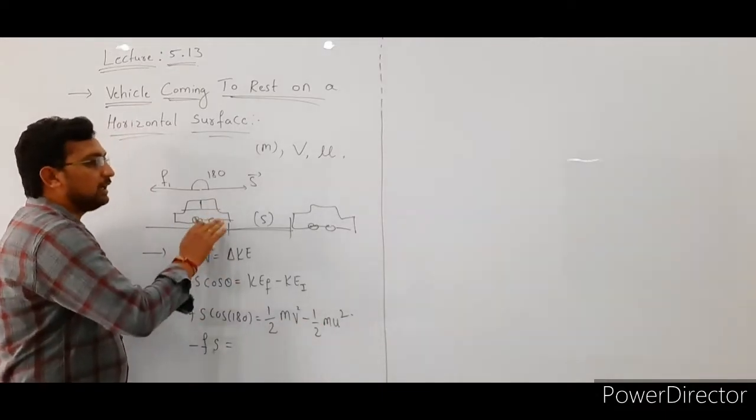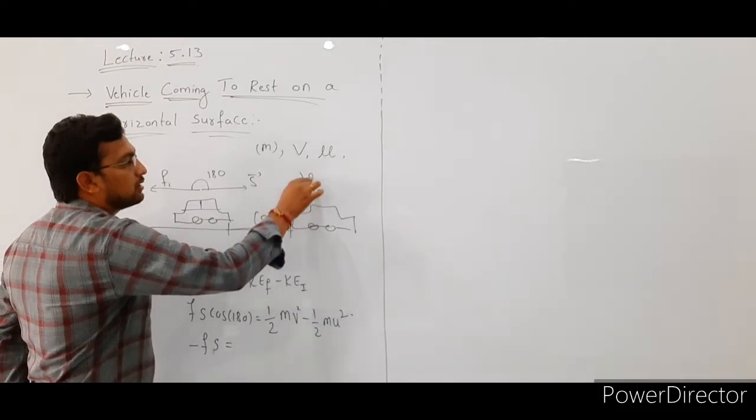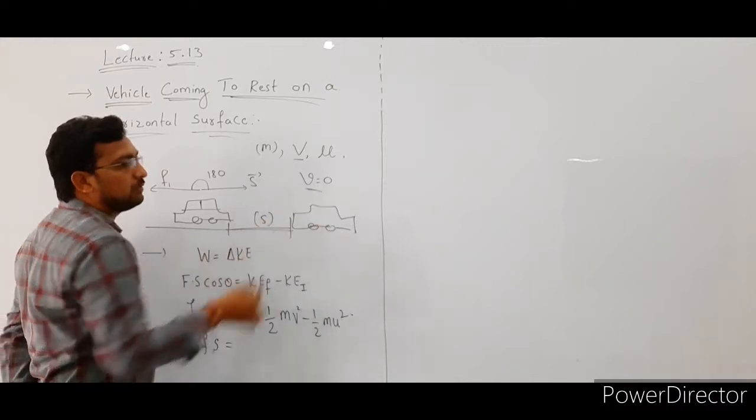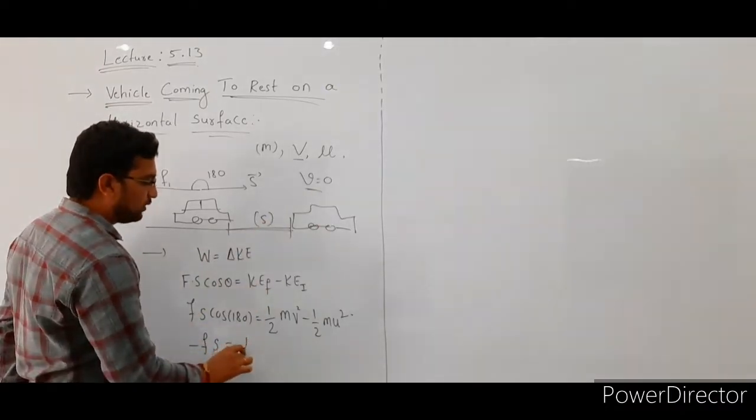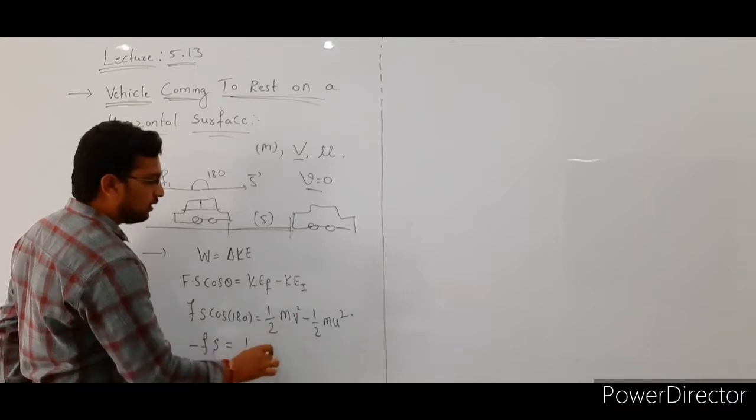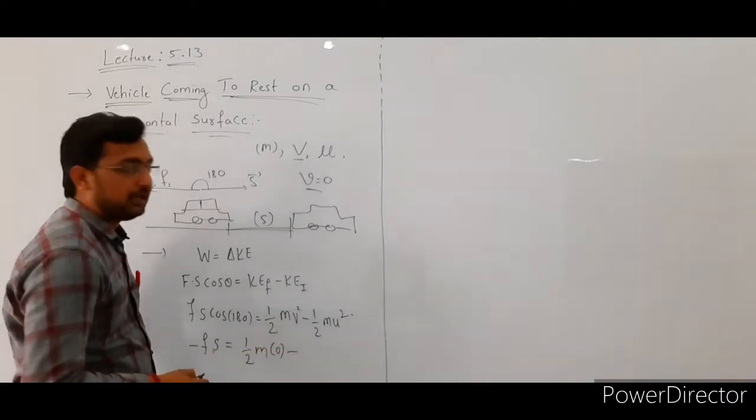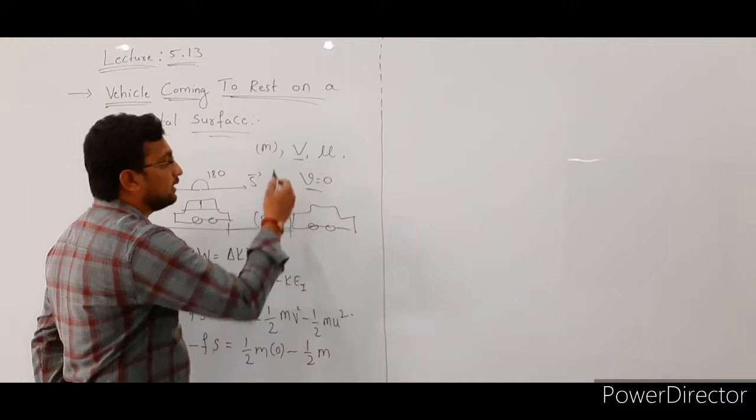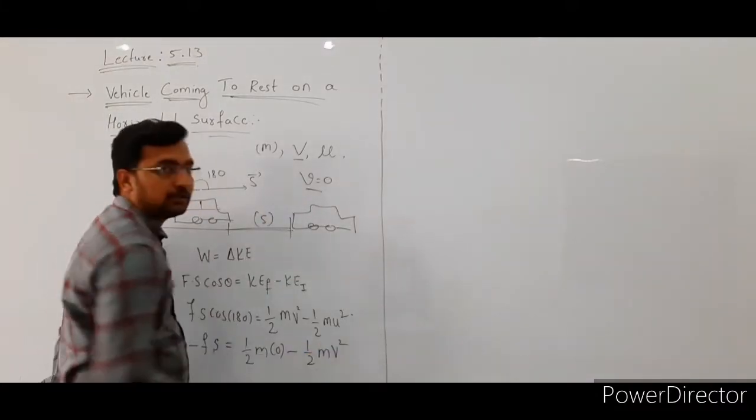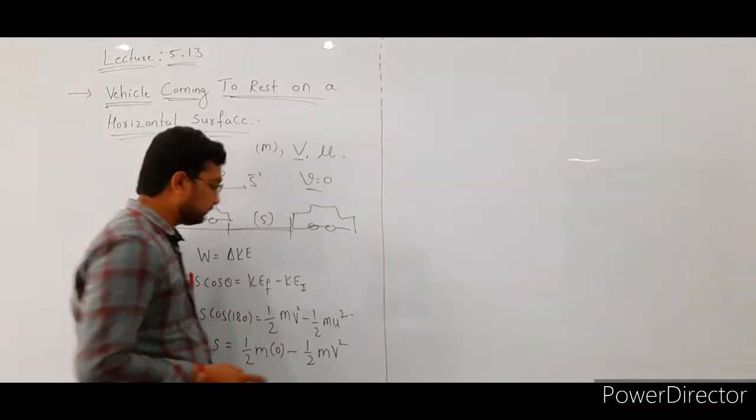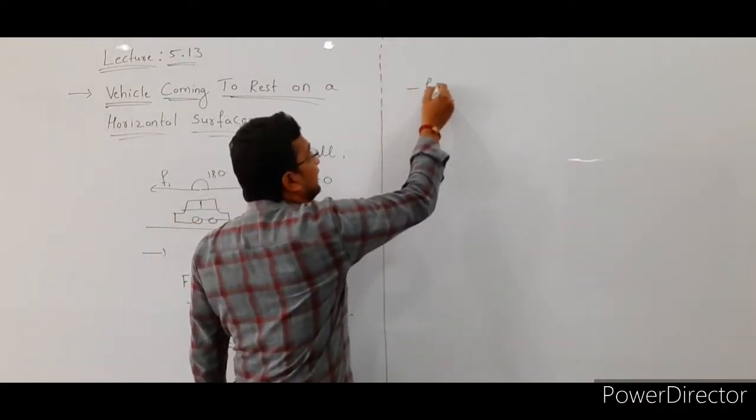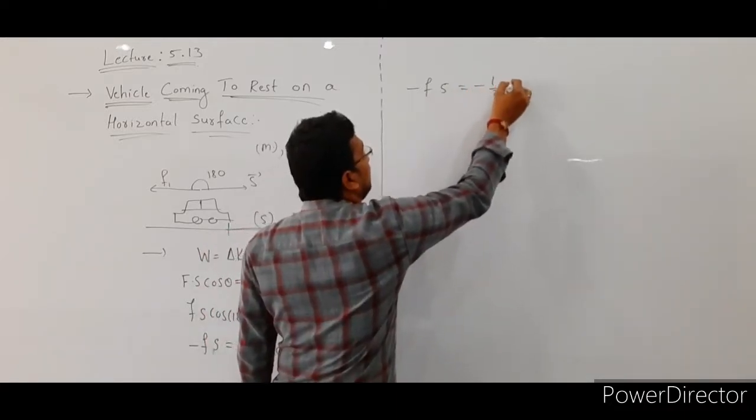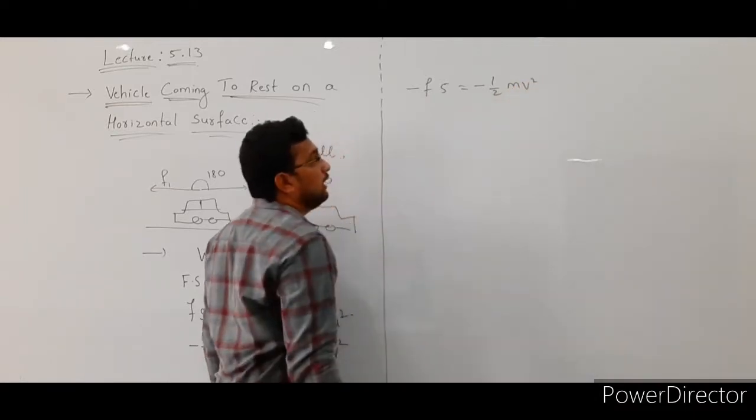In this case the body finally comes to rest, which means the final velocity is 0. The initial velocity of the body is v and the final velocity is 0. Substituting, this is equal to 1 by 2 m into 0 minus 1 by 2 m into v square. So minus F into S, friction force into displacement, is equal to minus of 1 by 2 m v square.